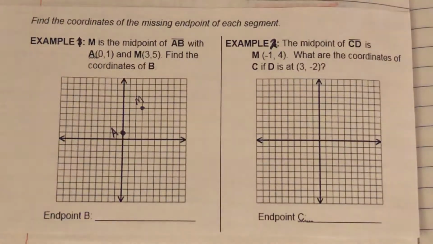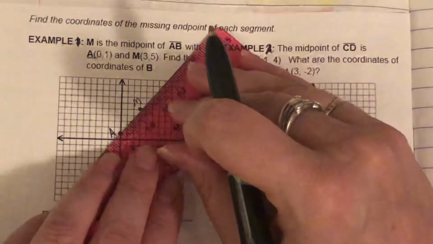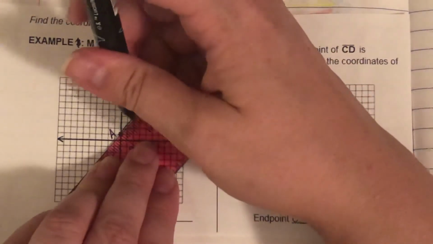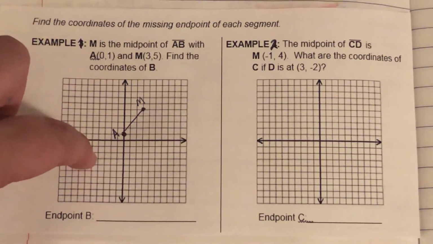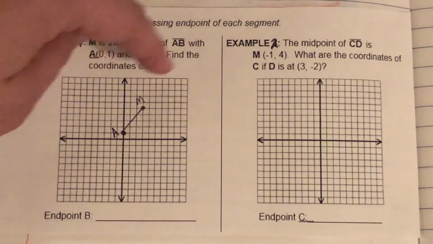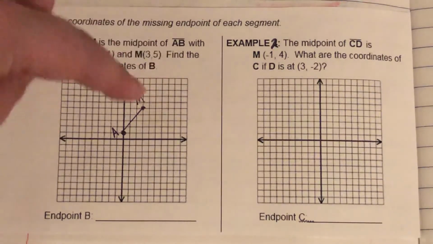So one thing that I always like to do when I'm graphing is use some common sense. Where would B be? Would B be down here? No, because M's in the middle. B's got to be somewhere up in here, right? B's got to be somewhere up in here.